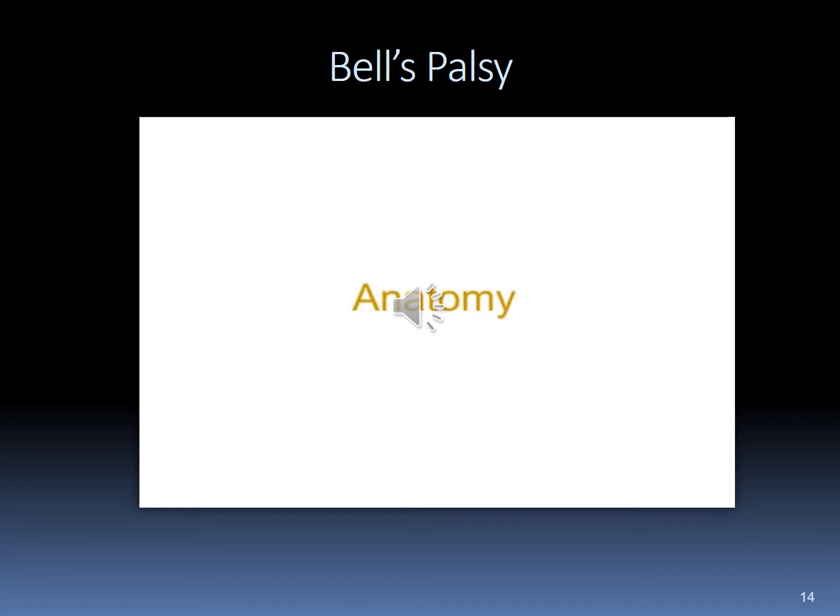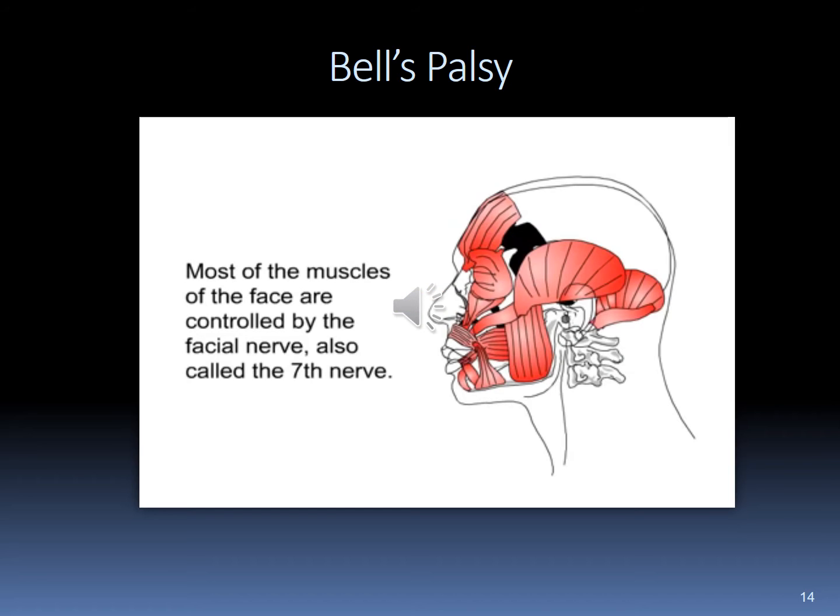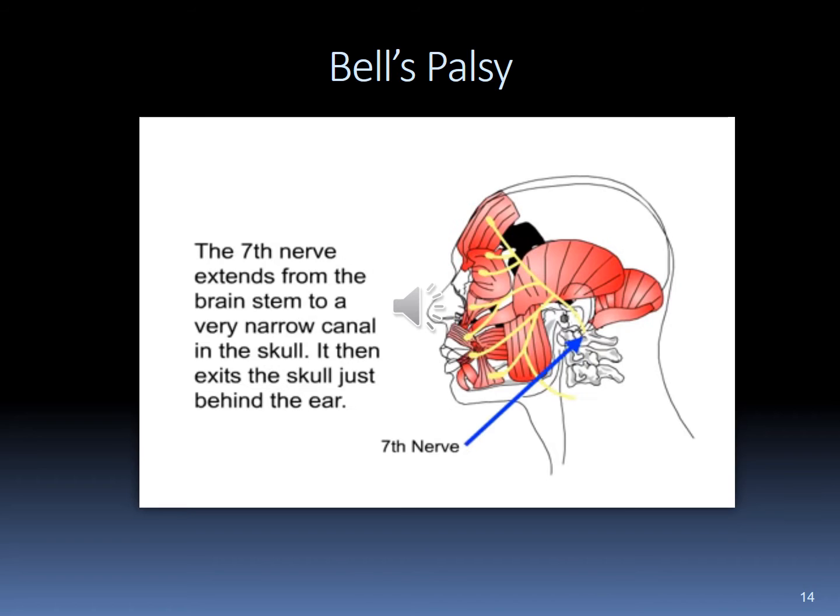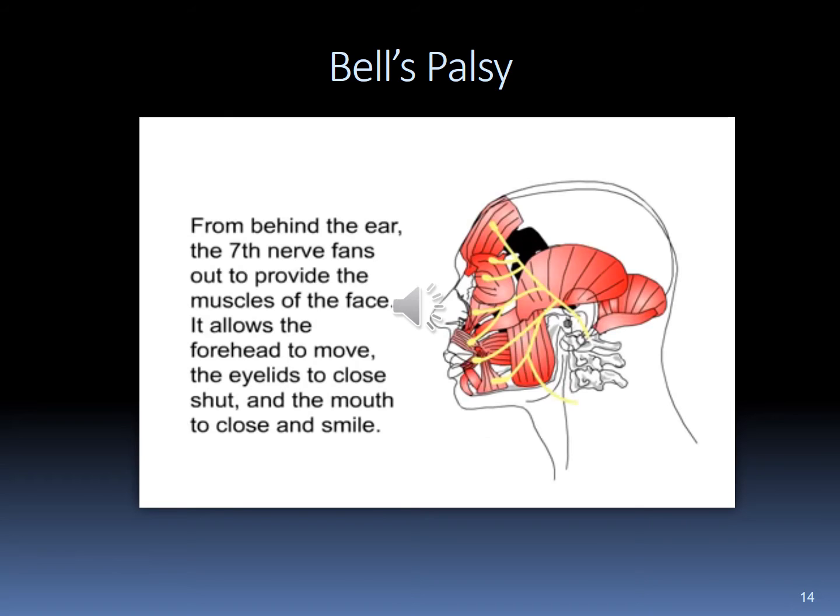Anatomy. Most of the muscles of the face are controlled by the facial nerve, also called the seventh nerve. The seventh nerve extends from the brainstem to a very narrow canal in the skull. It then exits the skull just behind the ear. From behind the ear, the seventh nerve fans out to provide the muscles of the face.